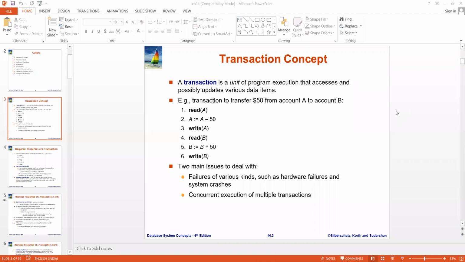Now, as you can see on the PPT, a transaction is a unit of program execution that accesses, possibly updates, various data items. So what comes under updates? DML operation. What is DML operation? Select. So select means read operation. In simple terms, select operation in SQL language, in transaction language, is read operation, because select means you're just selecting the data. So you are reading the data item.